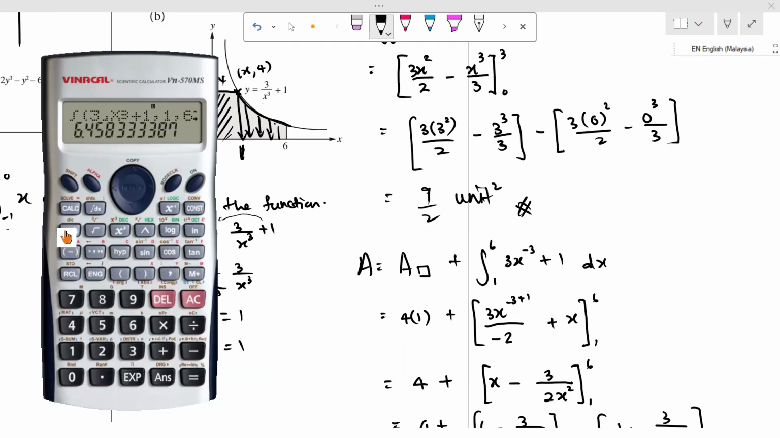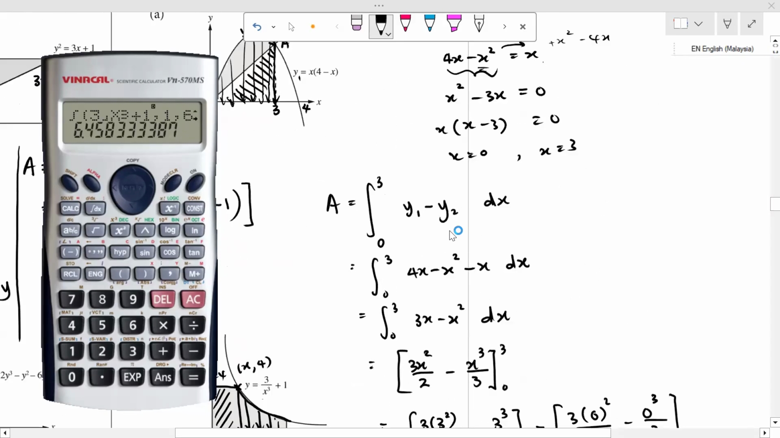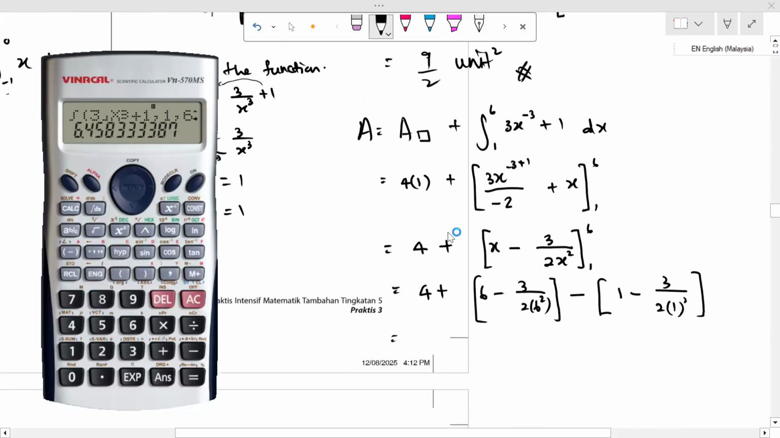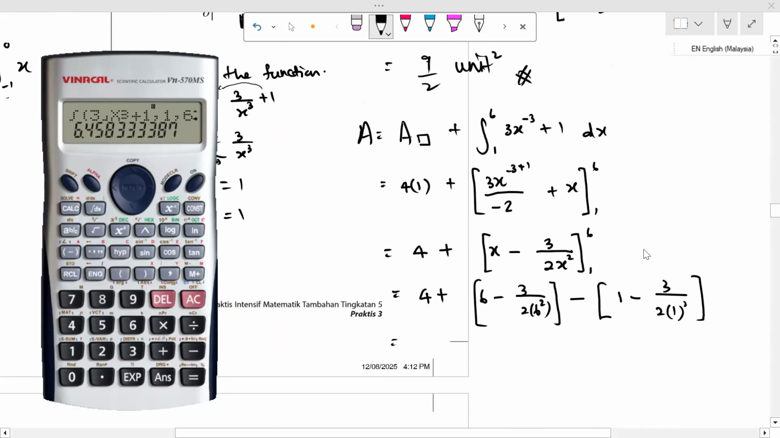Okay, we have this. See whether it can change or not. Cannot change, huh? So that's it. 6.4583. But is there any way that we can make it simpler? Okay, never mind. Just use this one first. So 4 plus 6.4583.